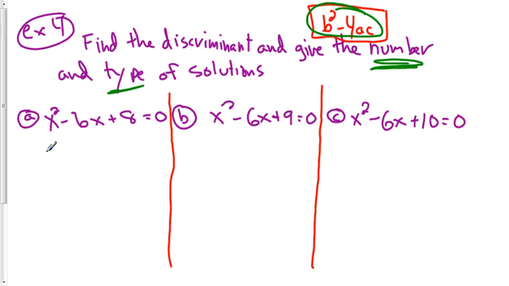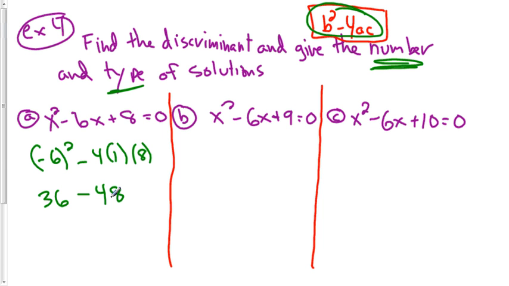So b is the negative 6. So I'm going to go negative 6 squared minus 4 times 1 times 8. That's my ac. Negative 6 squared, again, make sure you put the negative in there, or just know that any number squared is going to be positive. 36 minus 48. So we know when we combine these, we're going to get negative 12. And let's write that down. So oh, I'm sorry. Catching a mistake. This is not going to be 48.